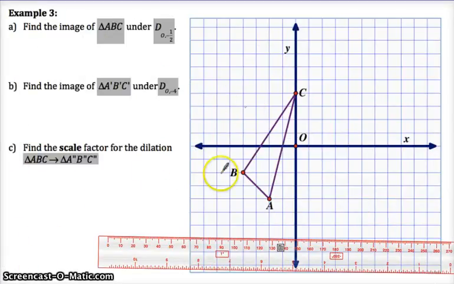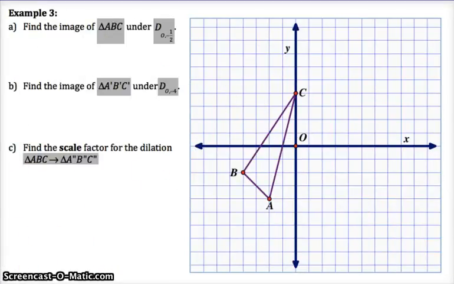Find the image of ABC under this dilation of 0, -half. Okay, this is fun. Right now, the coordinates of A are at -2, -4. If I multiply that by -half, that's going to turn into +1, +2 for A prime. So +1, +2. It goes the opposite direction.